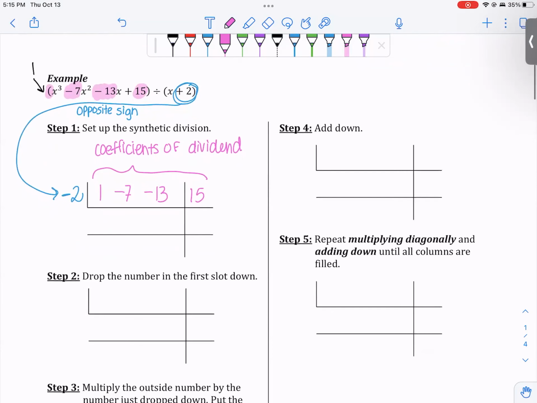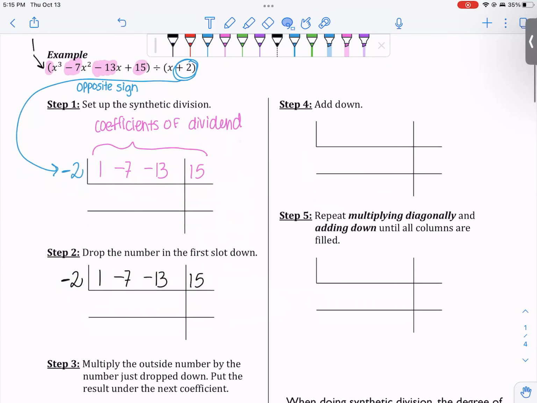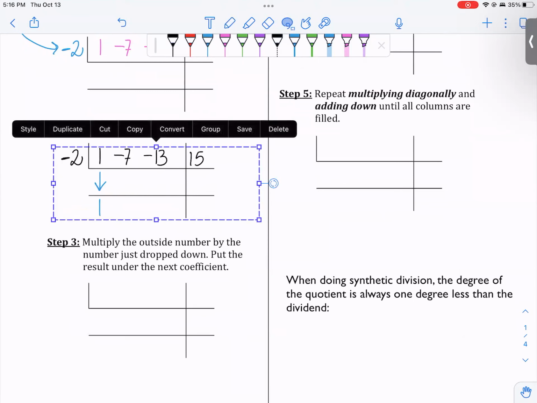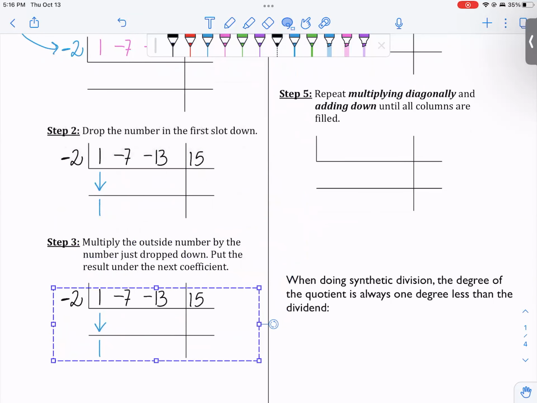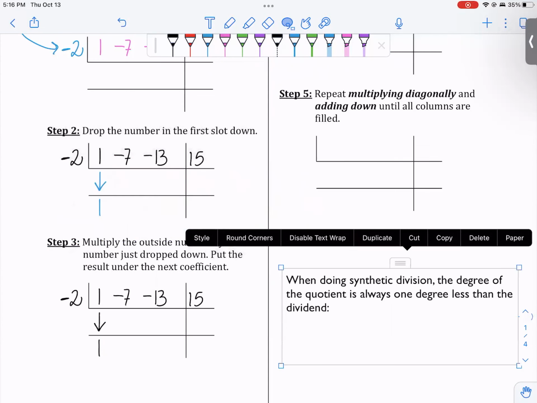The next step, right? You got these guys. Bring them on down. First step, take this number one in the first slot here, bring it down. That's it. That's the first step. So you can see why I said it's misleading how long these steps look here, because I'm just really breaking it down into multiple steps.